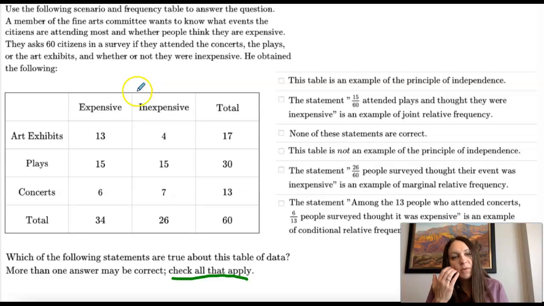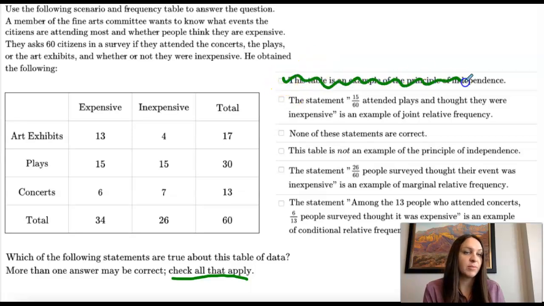So they were asked about all three of these: art exhibits, plays, or concerts. A person could go to a play and an art exhibit. That's a possibility. So these are not independent of each other. So this is not an example of the principle of independence.